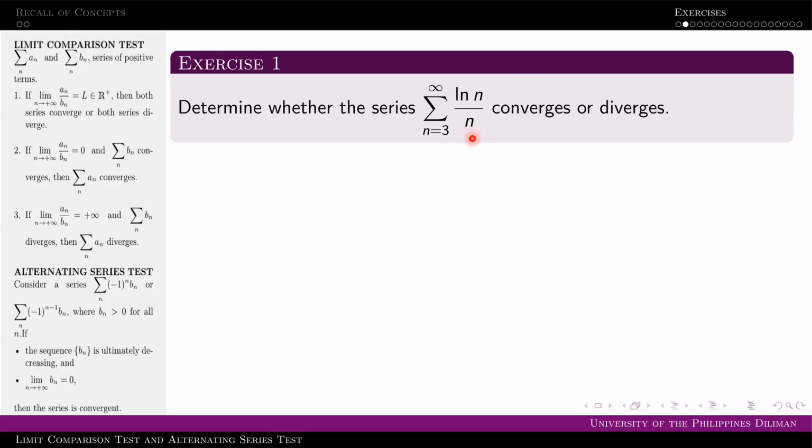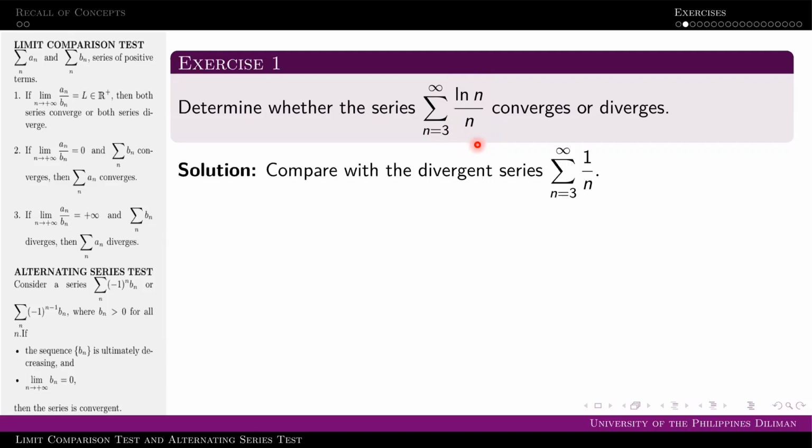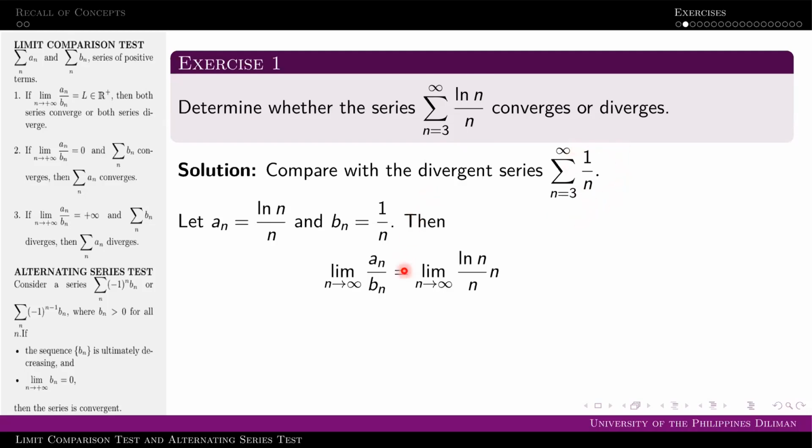So maghanap tayo ng series to compare this with. Ano yung gagamitin natin? Well, try na muna natin yung ginamit natin last time, which is 1 over n. Kasi the same with comparison test, yung limit comparison test, we tend to look for a series of comparison dun sa mismong an natin. And in this case, try natin si 1 over n, which is a divergent series.